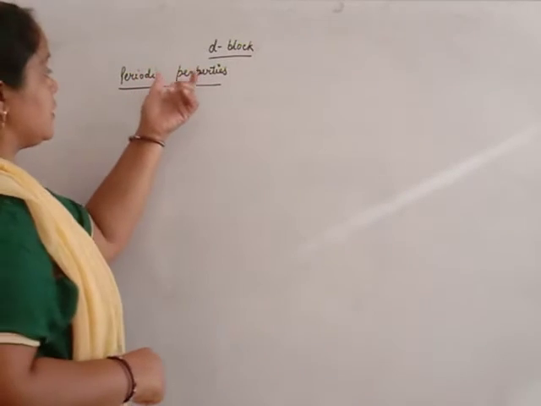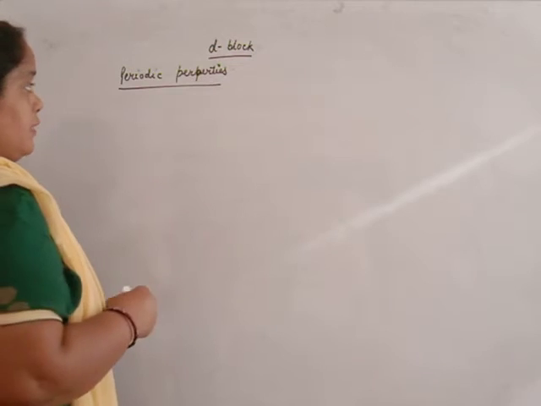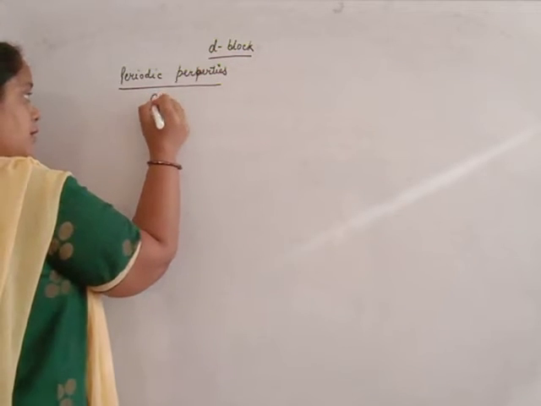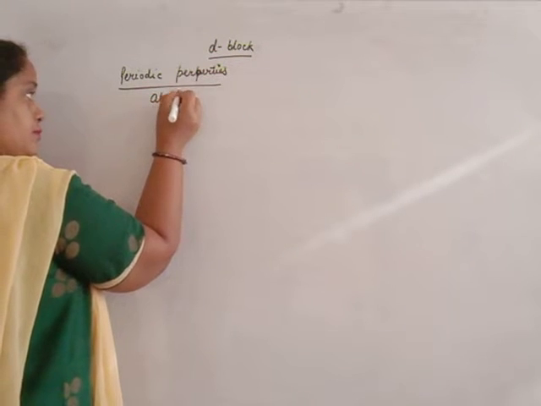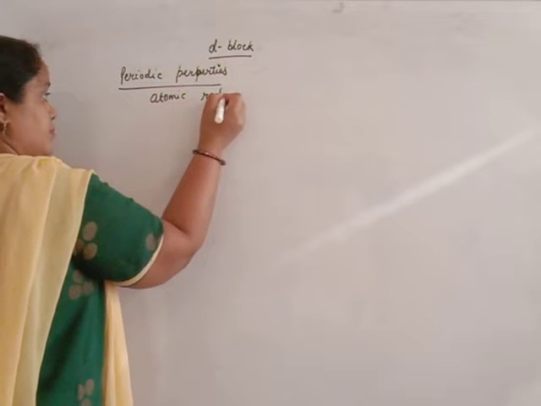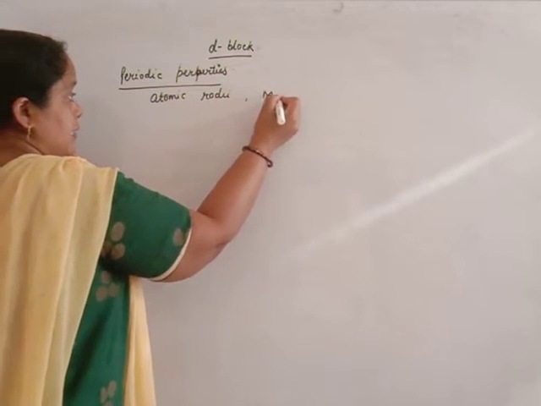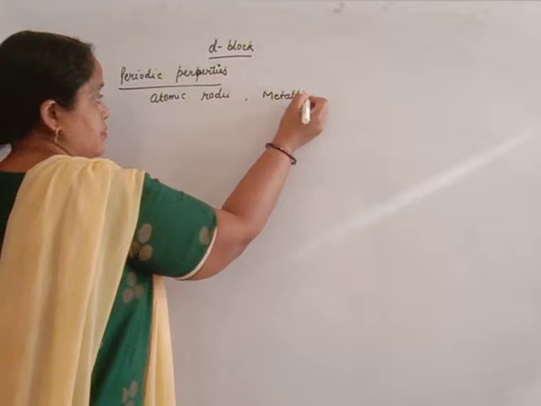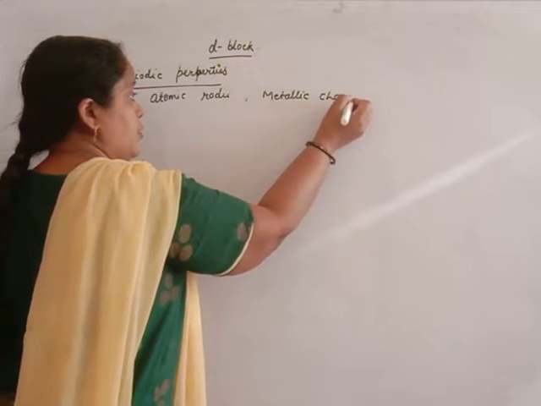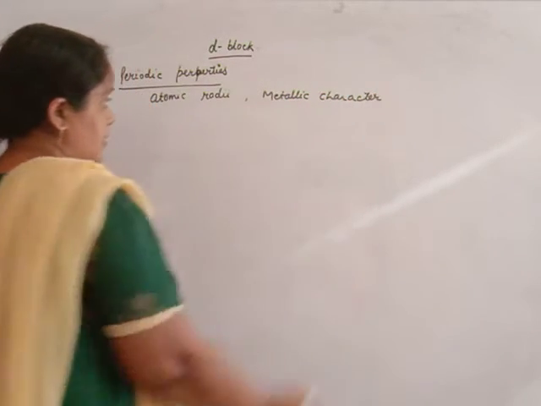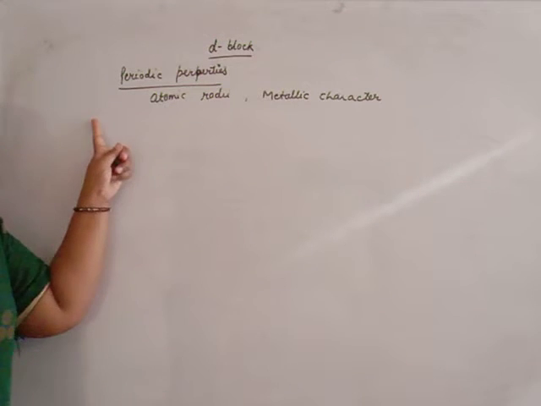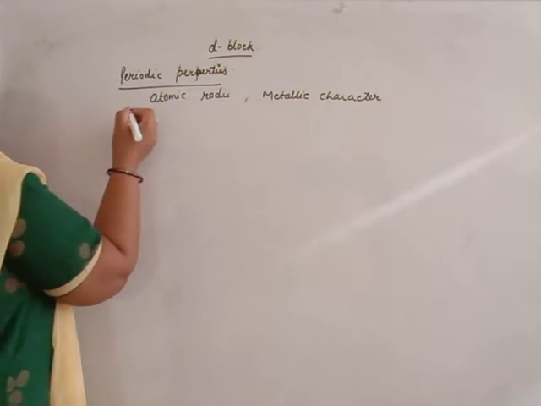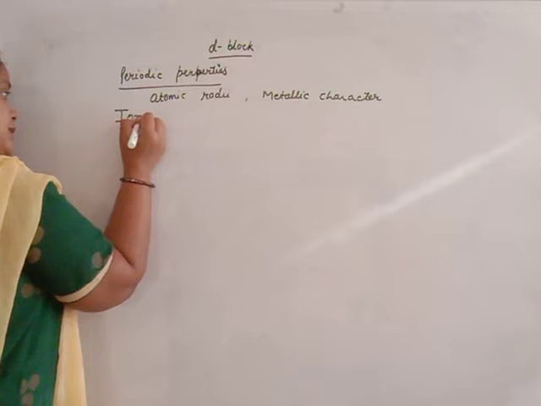Now we will discuss the periodic properties of d block elements. Out of these periodic properties, we have already discussed atomic radii and metallic character. Today we will discuss ionization enthalpy.